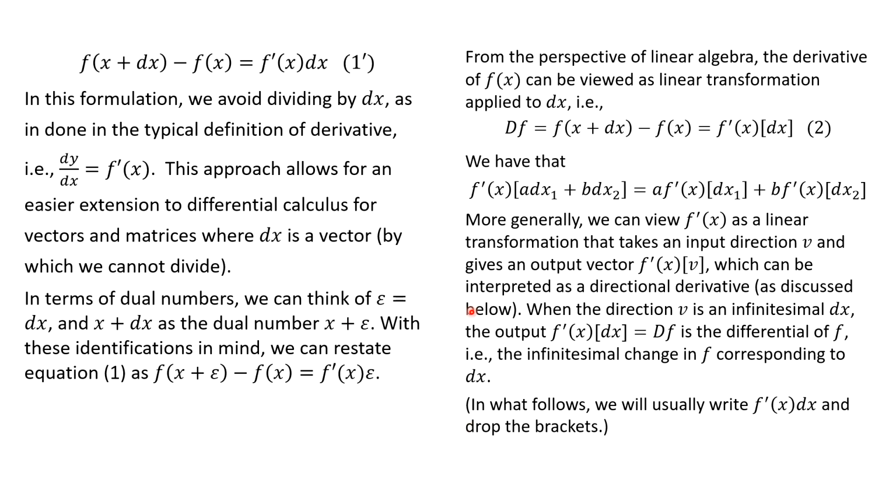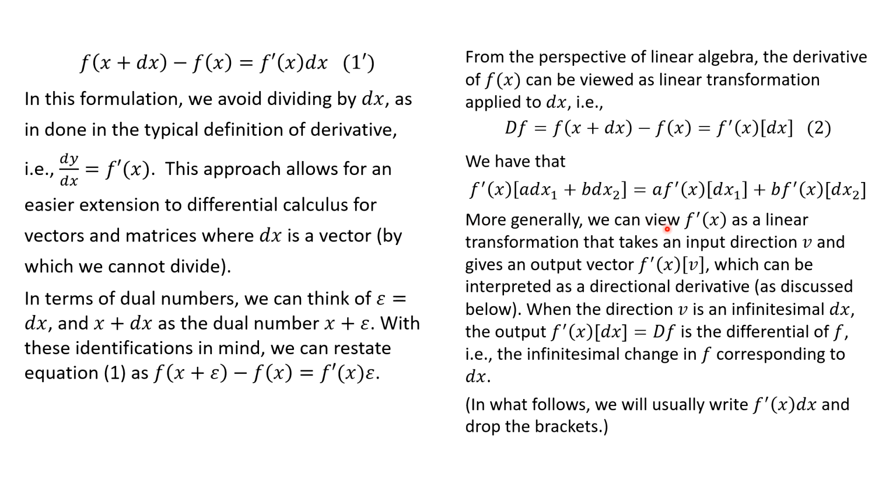Okay, so that's one thought, and now I want to continue along these lines. From the perspective of linear algebra, the derivative of f of x can be viewed as a linear transformation applied to dx, which I'm writing out here. So I just took this and emphasized that this derivative is being applied to dx as a linear transformation. And then we can test the linearity here. If we take a times dx sub 1 plus b times dx sub 2, then that's just this here, and that's the rule you need to satisfy to be a linear transformation.